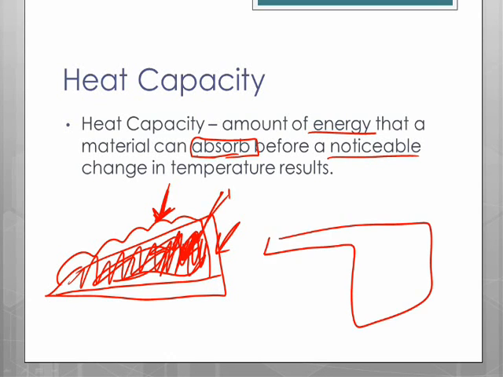Same thing with the pan. We had the water. It took a lot of heat to be absorbed before we noticed a difference. Whereas with that aluminum pan, it didn't take much heat before we could feel it. So with a high heat capacity, the substance will absorb a lot of heat before you notice something. And that's why water has a high heat capacity, because it will absorb a lot of heat before you notice a difference. Whereas aluminum or metals have a very low heat capacity. You will notice a difference right away. You get a little heat there, you'll feel a difference.